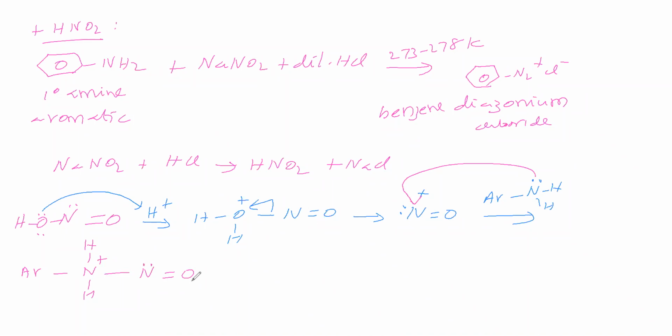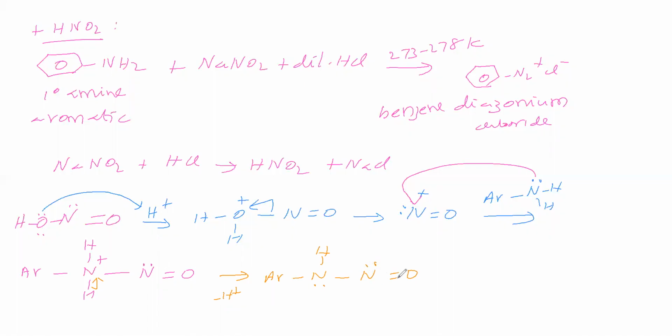Next, nitrogen is having a positive charge, therefore the bond is migrating like this. So what is leaving? H plus leaves, therefore we are getting Ar, N with a lone pair, H, and so we are getting this structure.